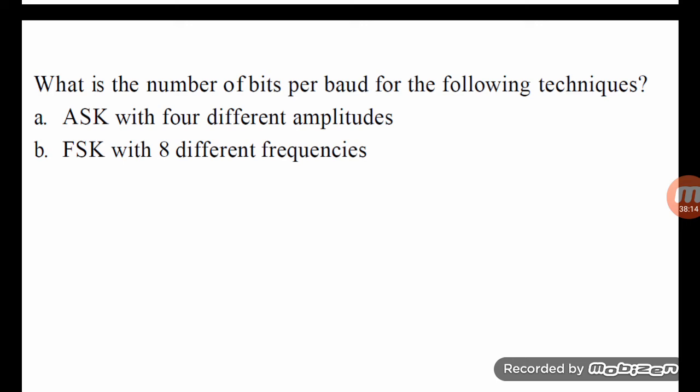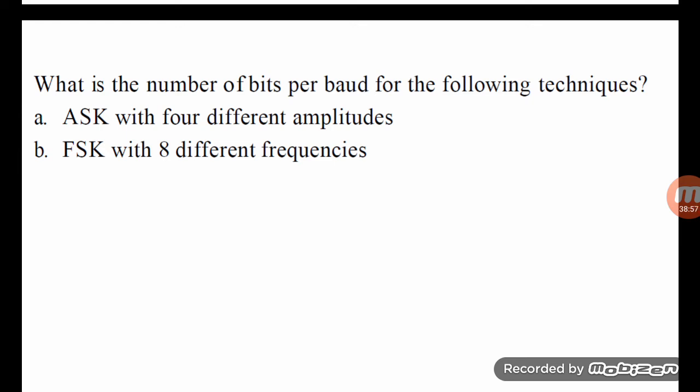So what is the number of bits per baud for this case? 2 bits per baud, right? It's an oral question, but if you want to make sure, then you can use that formula. R is equal to log L to the base 2. What is L? L is the number of levels that you need, or the number of combinations that you have. So here I have 4. So R is equal to log of 4 to the base 2, which is 2. So R is 2, which means 2 bits per baud.